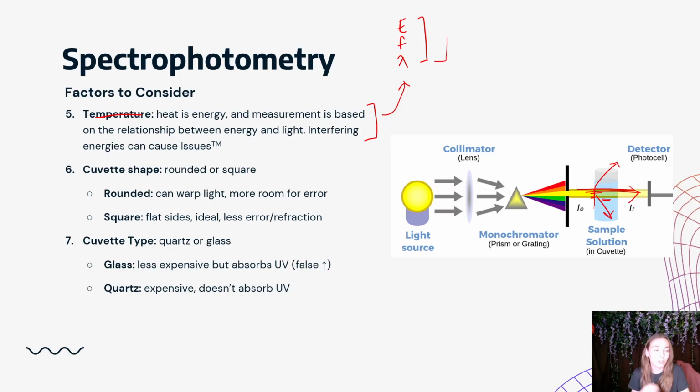On the other hand, when we start talking about UV light and absorption of UV light, we can use quartz cuvettes. Quartz cuvettes are great because they don't absorb UV. They are expensive. So if you're measuring something that's within your visible light spectrum, it's not really worthwhile to do quartz because it's expensive.